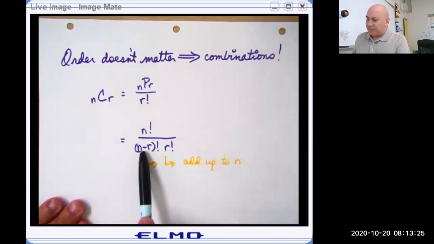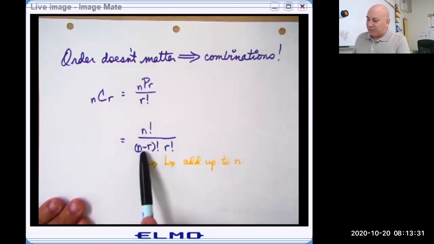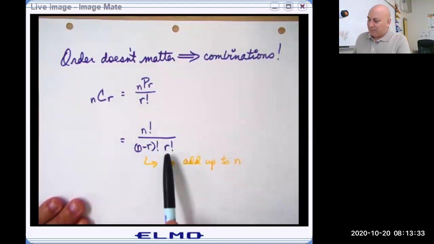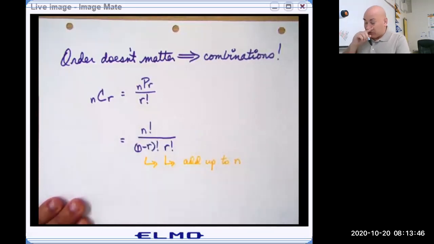And this number in front of the factorial plus this number in front of the factorial must always, always, always add up to this number in front of the factorial, because n minus r plus r is n. So that's just a quick check.